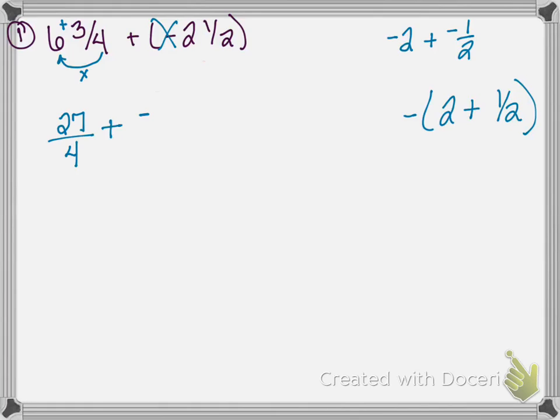So when you're changing this to an improper fraction, you want to ignore that subtraction sign because you've already pulled it down. So I pulled it down right there. So then I have 2 times 2 is 4, plus 1 is 5. So that's negative 5 over 2.